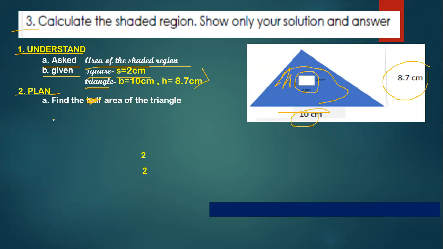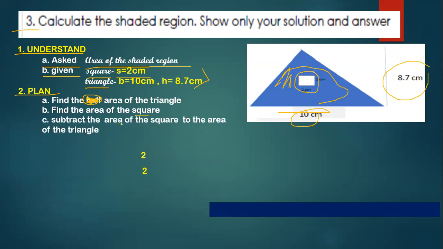Okay? Now, after finding the area of the triangle, pagkatapos nakuha mo na area ng triangle, susunod mo is you have to find the area of the square. Okay, sunod mo naman ang square. Kapag nakuha na yung area ng square, since ang tinatanong ay shaded region, ibig sabihin ibabawas natin yung area ng square sa area ng triangle. So ang susunod na gagawin is you have to subtract the area of the square to the area of the triangle. Okay? So ganun lang. Ayan, isa-isahin na natin. Naintindihan mo na, you know what is asked, you know the given facts, nakapagplano ka na, syempre, the next thing that you have to do is you have to solve that.